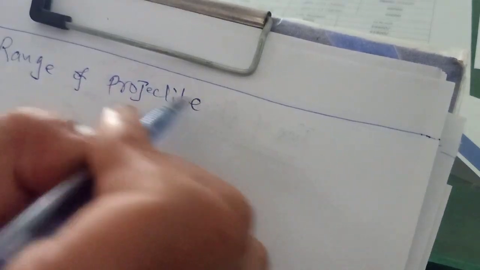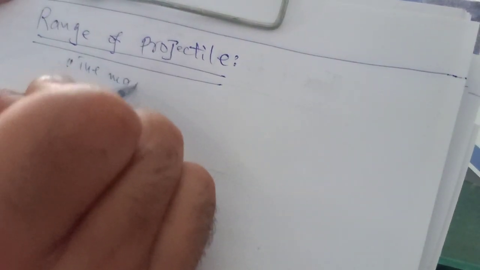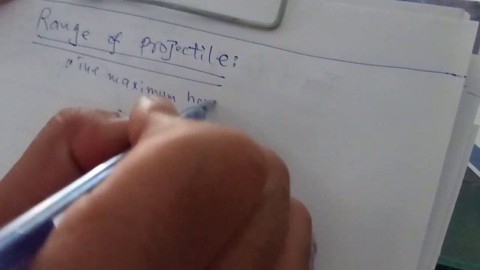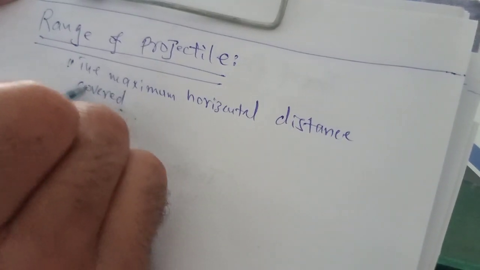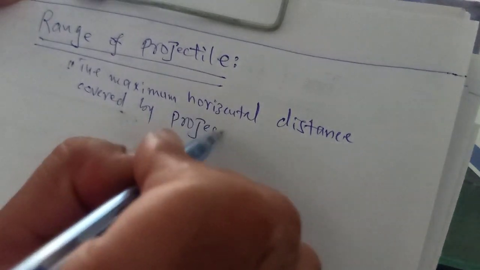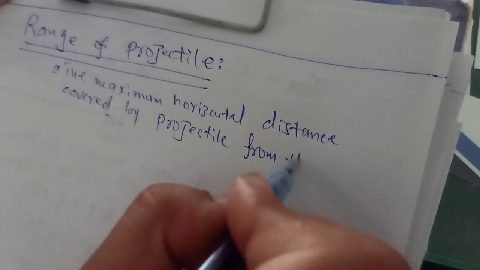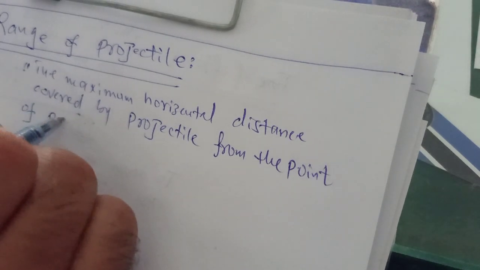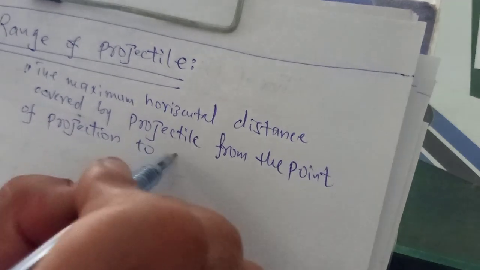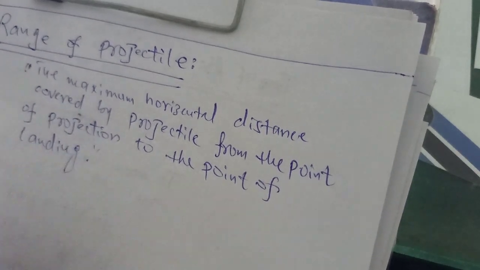By range of projectile we mean the maximum horizontal distance covered by the projectile from the point of projection to the point of landing. This is what we call range.